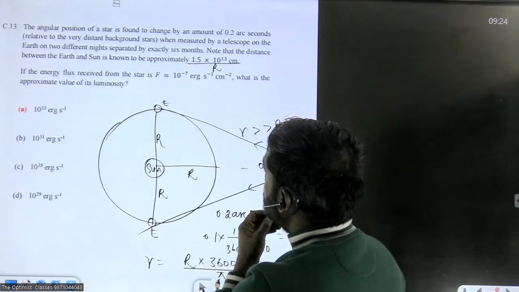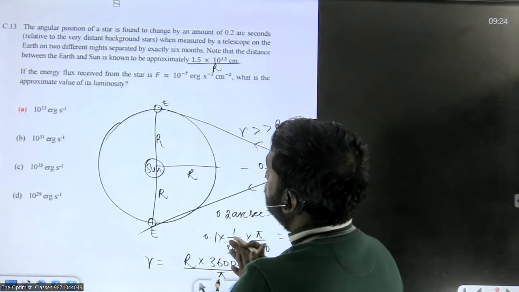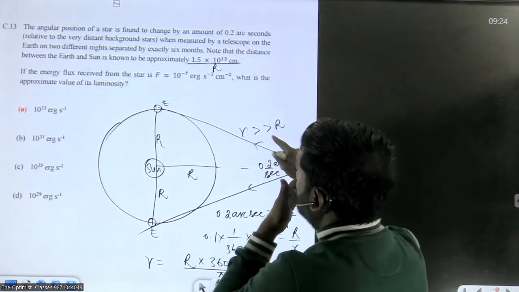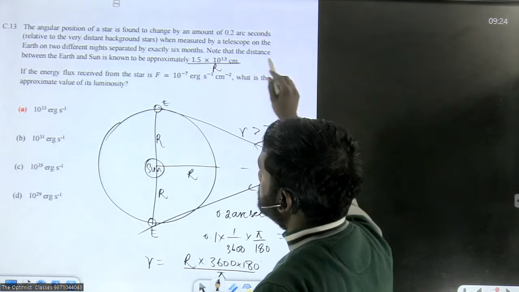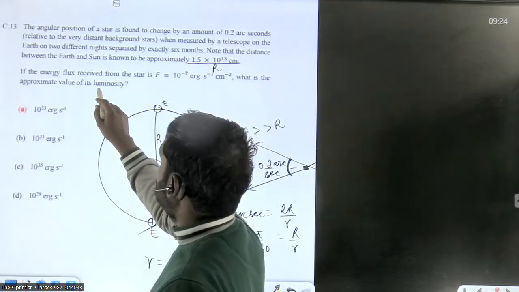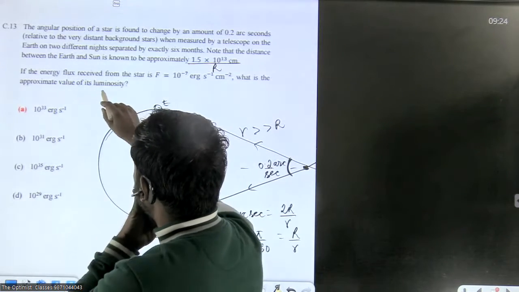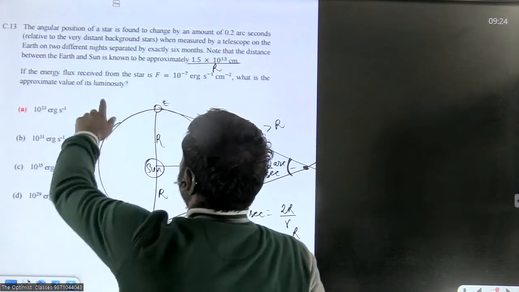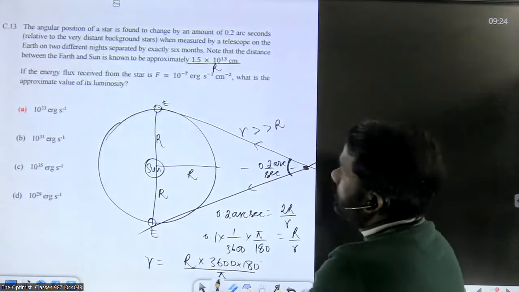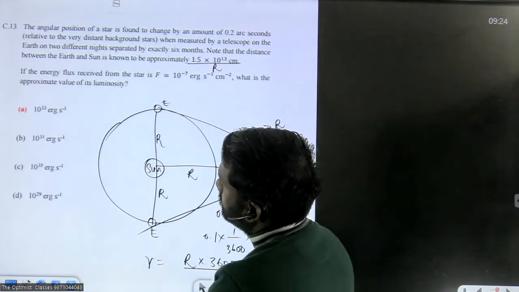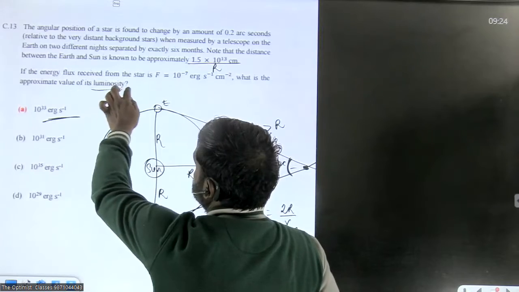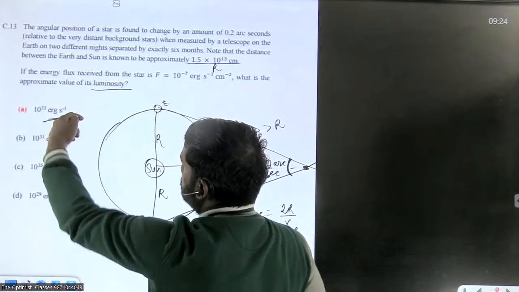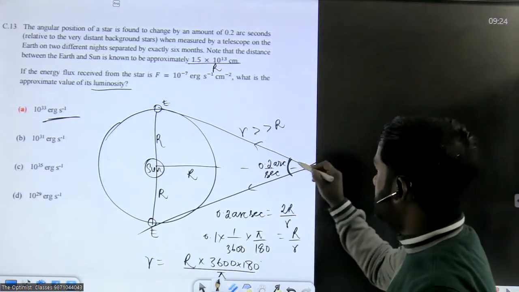Now the question says if the energy flux from a star is this, energy flux is energy per unit time per unit area, what is the approximate value of luminosity? So we have to find the approximate value of luminosity, which is given here, and that is actually power. We have to find the power emitted by this star.